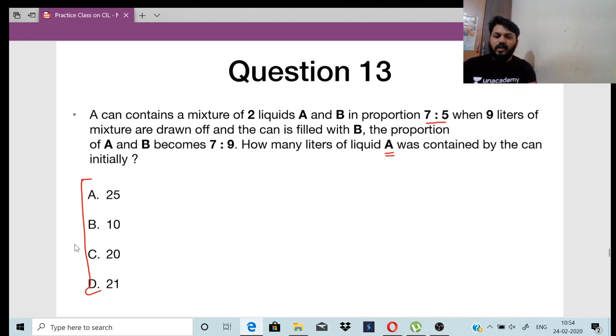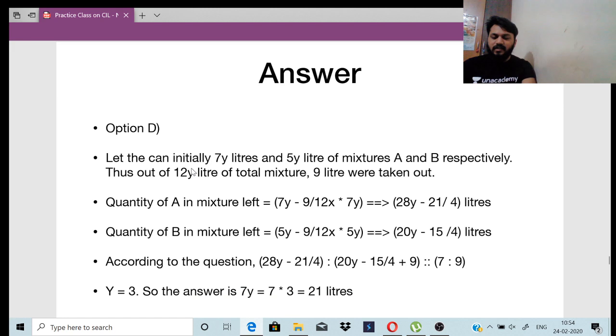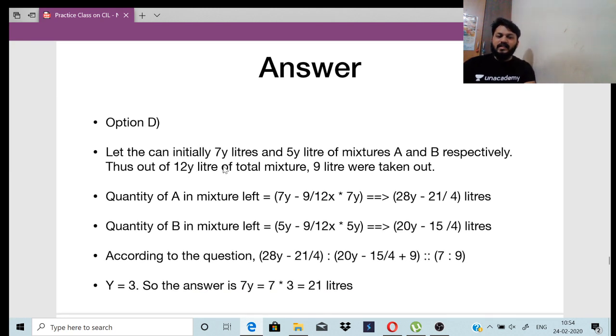Yes, it becomes 7:9. So 3, right? 7 3s are 21. It is as clear as that. Option D, right? Let the can initially contain 7y and 5y liters of mixture.